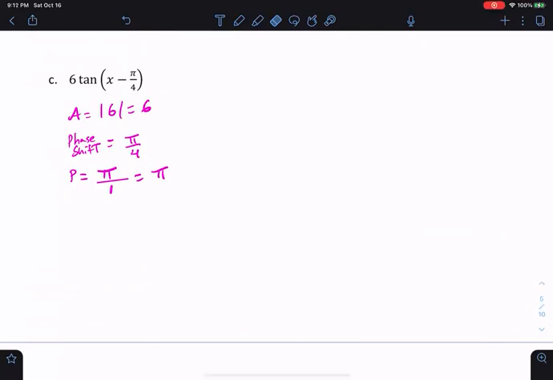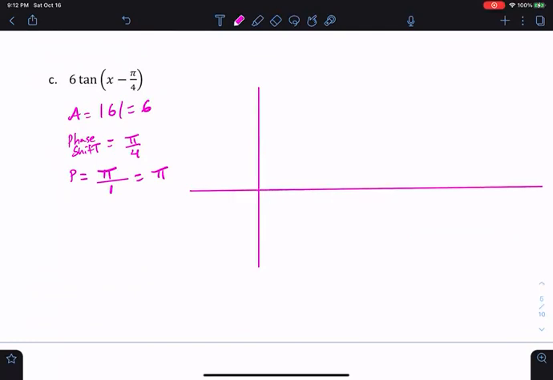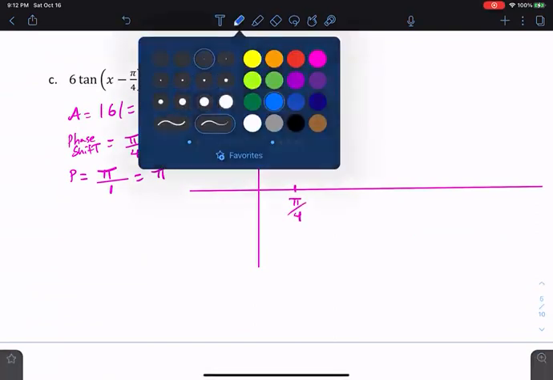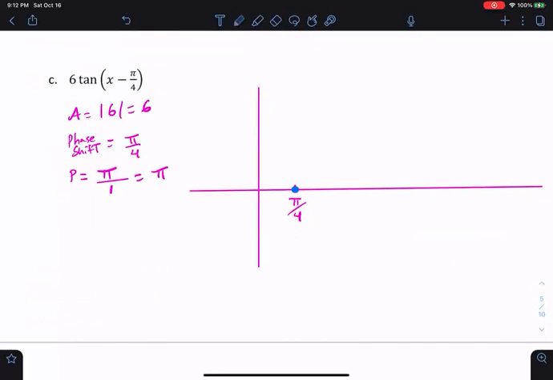Now I can graph this, right? So if I graph it, just remember that now you are at pi over 4 to the right. So this is pi over 4 units. So my first point starts here at pi over 4, right? That's my first point. And then what I need to do is, remember this is from 6 to -6.